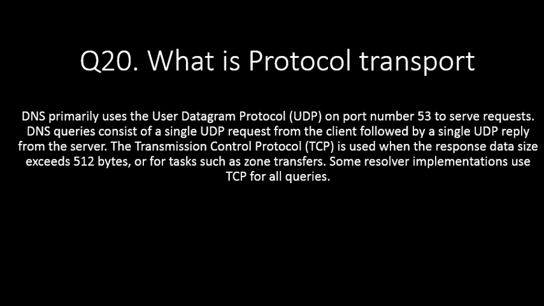Okay, sorry. Question number 20 is what is the protocol transport? DNS primarily uses the User Datagram Protocol (UDP) on port number 53 to serve requests. A DNS query consists of a single UDP request from the client followed by a single UDP reply from the server. The Transmission Control Protocol (TCP) is used when the transport data size exceeds 512 bytes or for tasks such as zone transfer. Some resolver implementations use TCP for all queries.